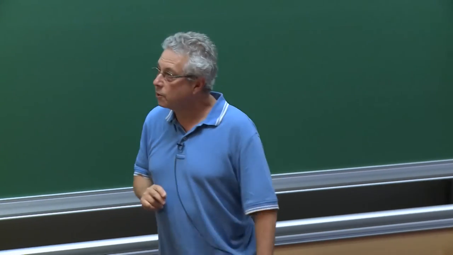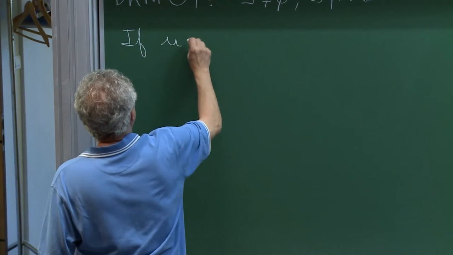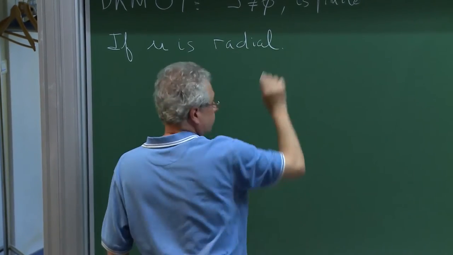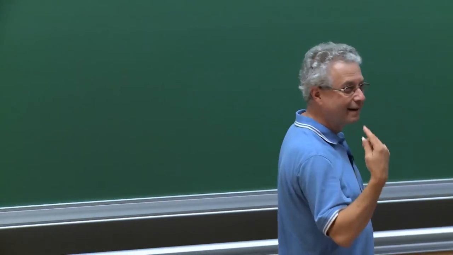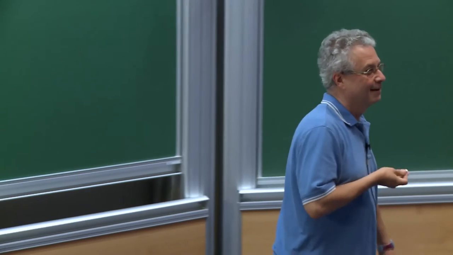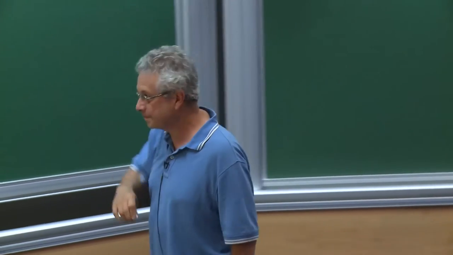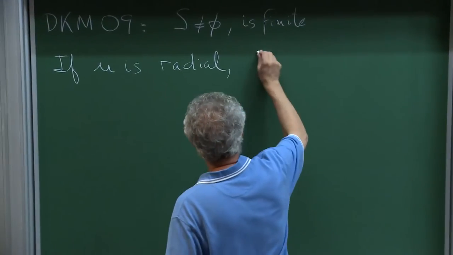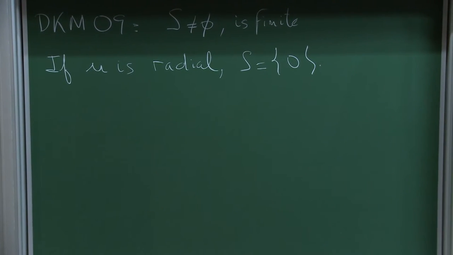Okay? So in particular, suppose that u is radial. So suppose that we have a radial solution. Then its values are the same on a whole sphere, which is an infinite set. So what can be the only singular point? The origin. Just by counting.